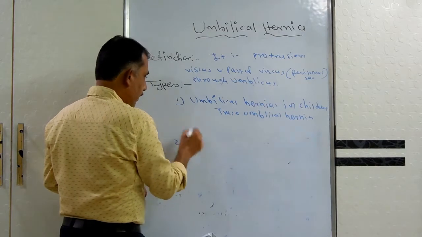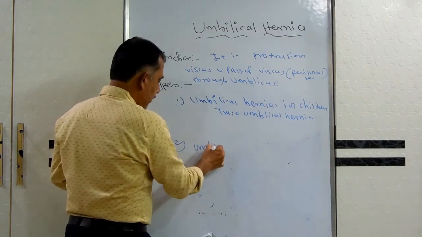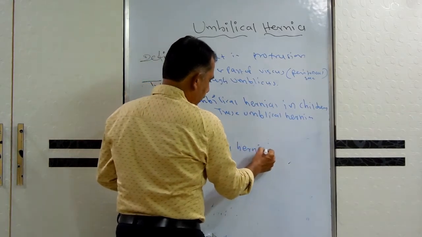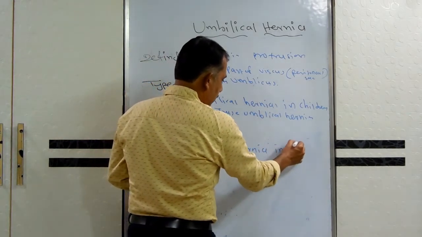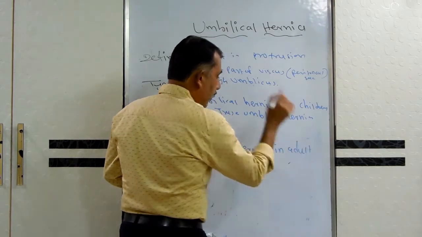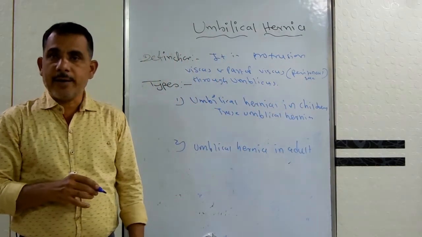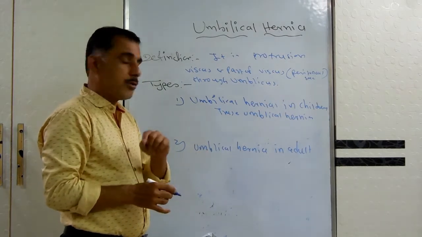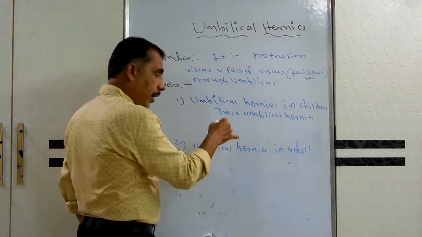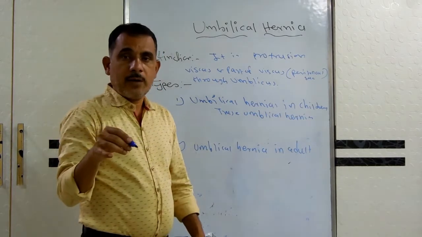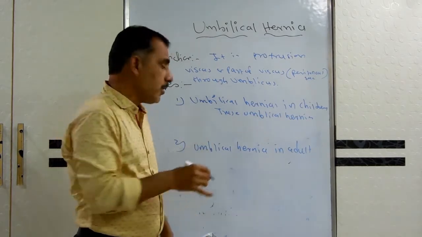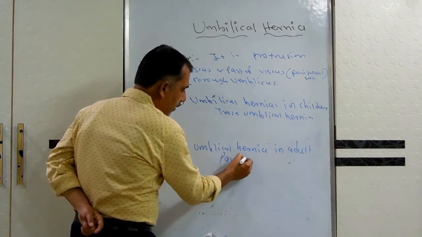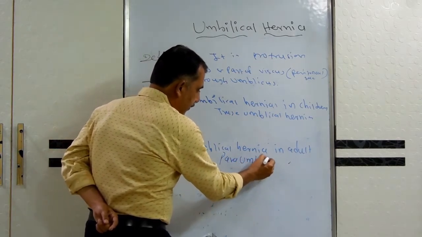The second type is umbilical hernia in adults. Actually, this umbilical hernia in adults doesn't occur through the umbilicus, but it occurs through a gap around the umbilicus. So that's why it is commonly known as paraumbilical hernia.